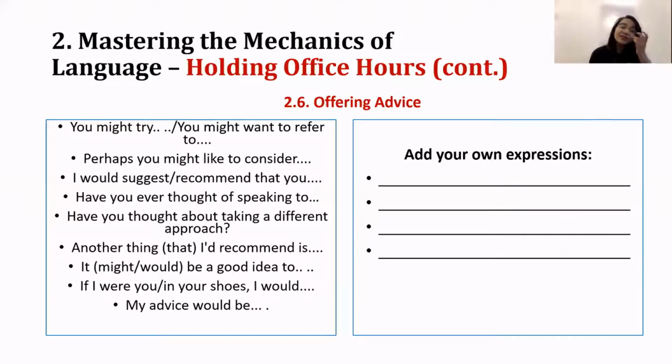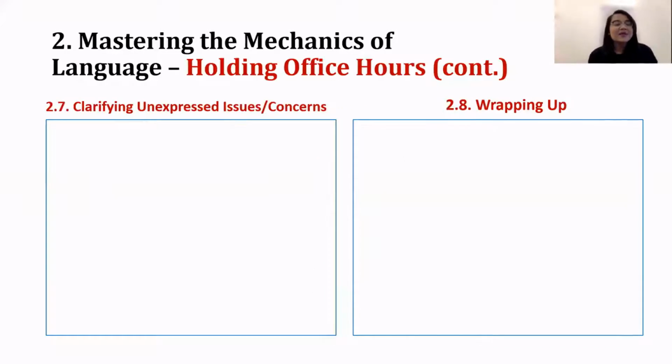So far we have had six types of mechanics of language for holding office hours, right? We still have more. Now let's see number 7. It's about clarifying unexpressed issues or concerns. So there are, of course, issues, problems, challenges, confusions, concerns in the class, but sometimes they're unexpressed, right? So we need to clarify them. And here are some useful phrases that we can use, and repeat after me.